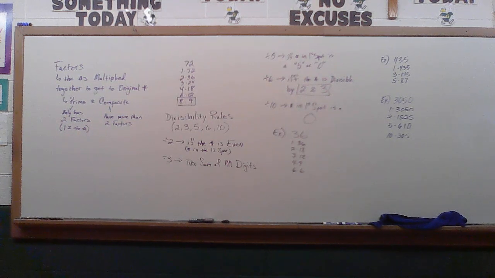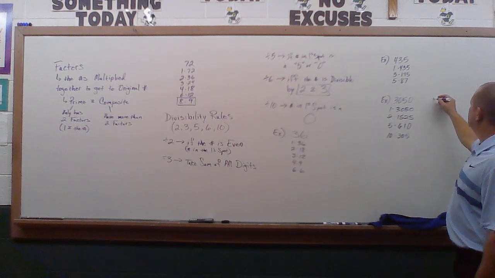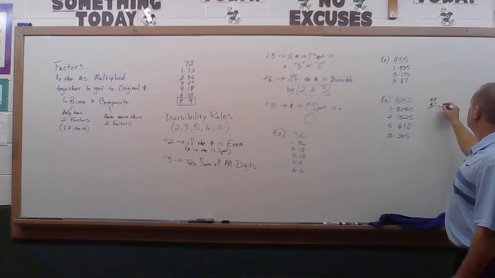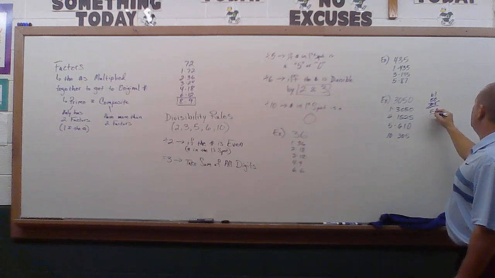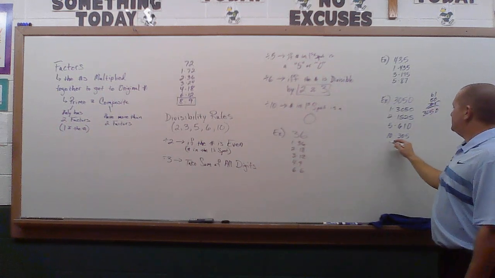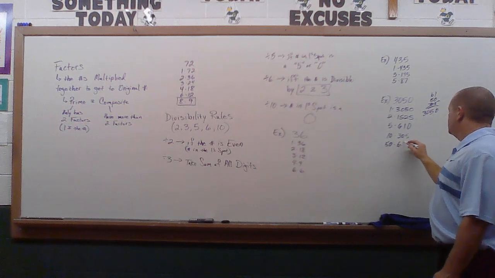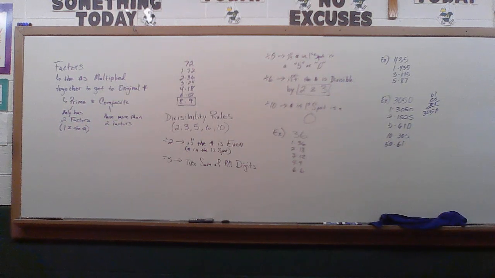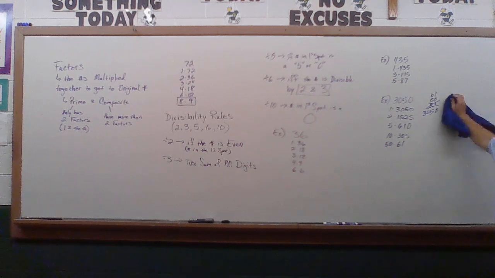Would 50 and 61 work? 50 and 61. Yeah. 0, 5. There you go. 50 and 61. So again, notice how close they're getting together, right? Once I get up to 59, then I can stop. So we found another one.